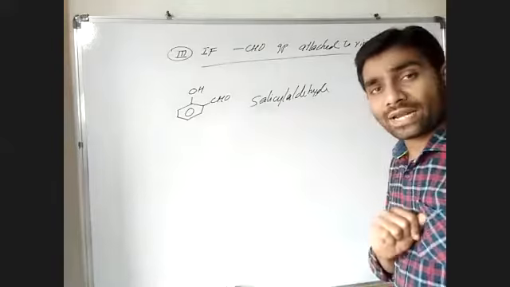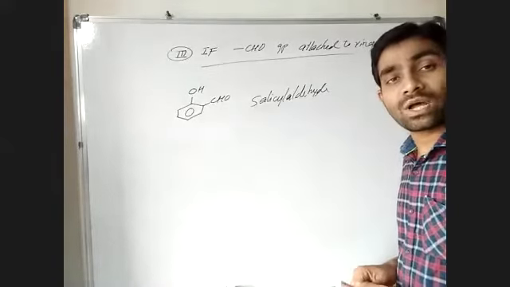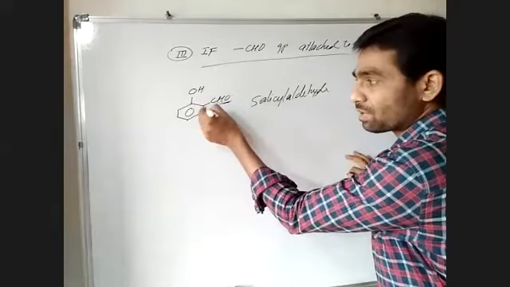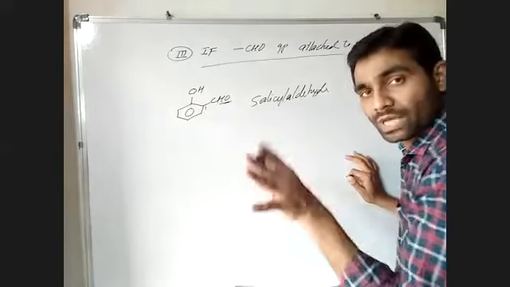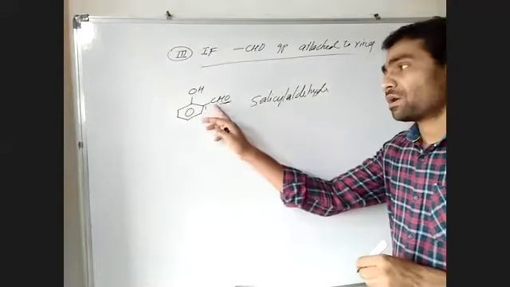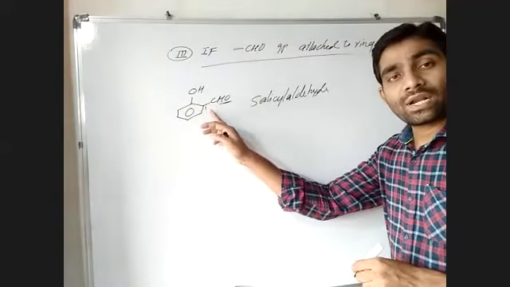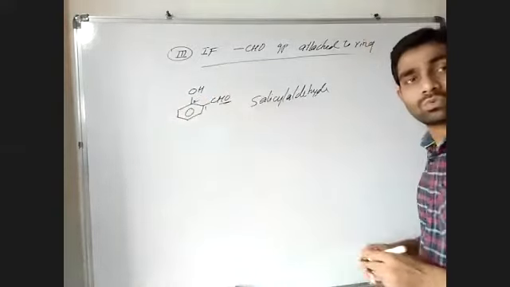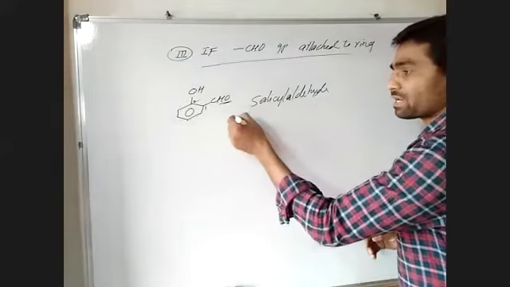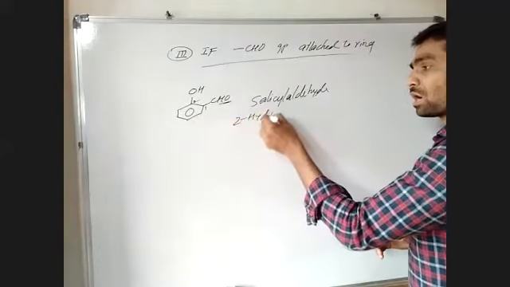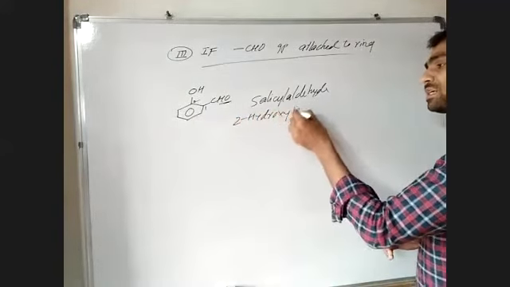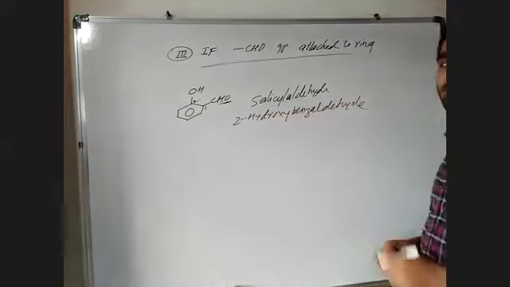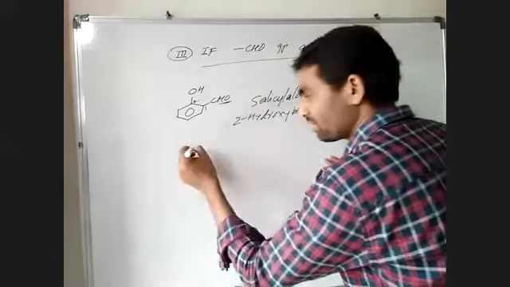This is the common name. What will the IUPAC name be? Yes, the carbaldehyde group is attached to carbon number 1, and this is carbon number 2. So I can write 2-hydroxybenzaldehyde. That's it. Let us go for this.